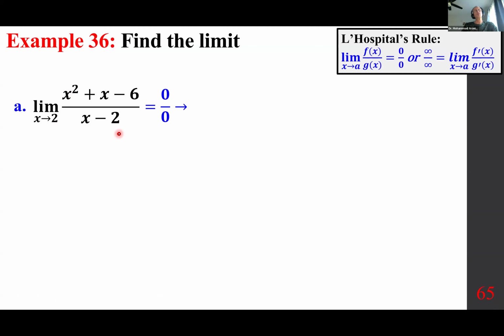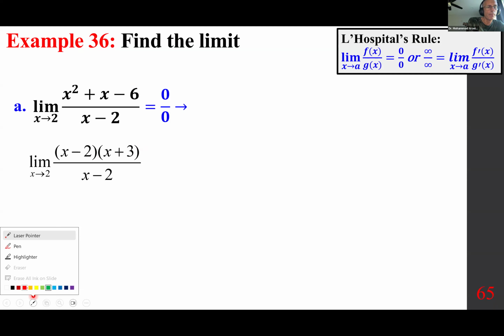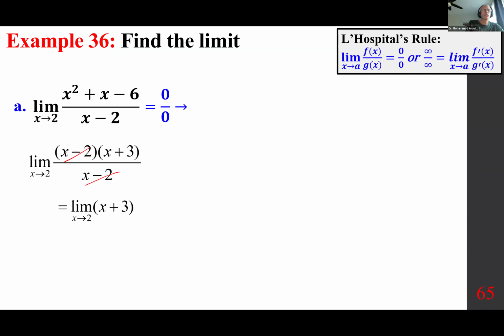So what did we do before? We did the factoring. Because x is approaching 2 and x minus 2 is a problem, you're hoping the top has a factor of x minus 2. It does. It's x minus 2 times x plus 3. And now if you plug in, you get 5. This is what we did before, and it works always.